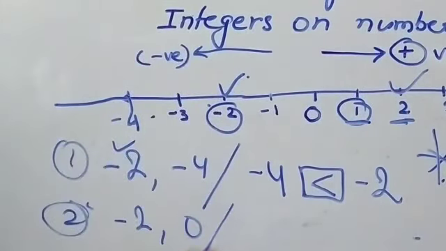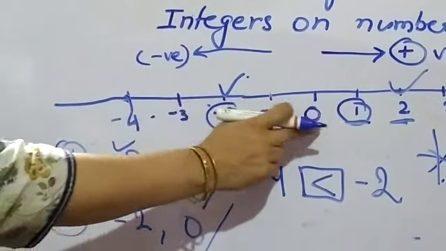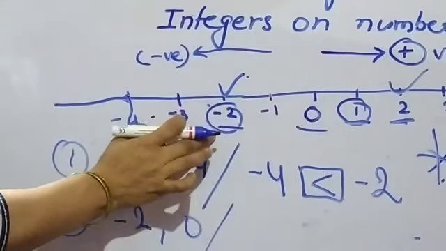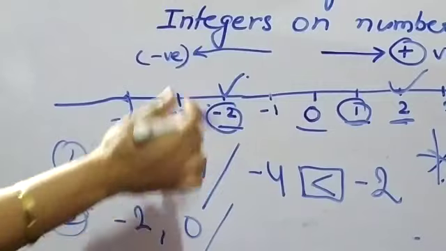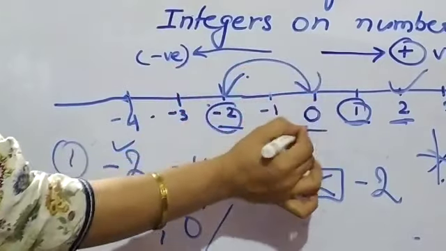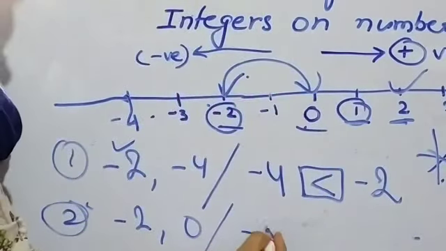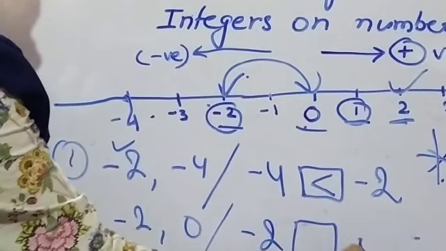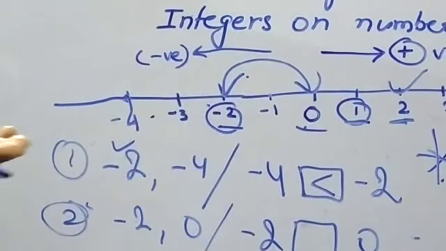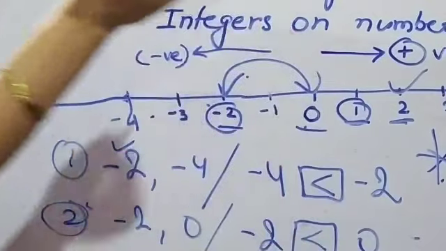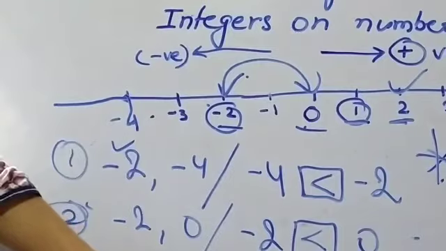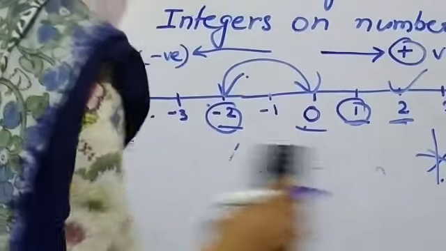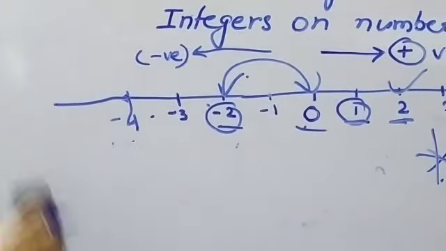Then come to the next. Minus 2 and 0. Now see minus 2 and 0. Which is to the right? 0. So minus 2 and 0, which is to the right? There is 0. Yes, very nice. One more important thing. Is this clear to you? Okay. Now one more thing.